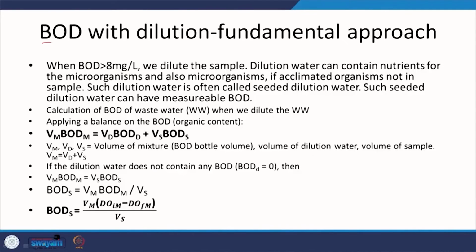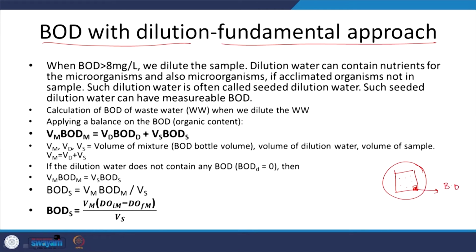So, BOD with dilution, we are going to look at the fundamental approach, as in how to calculate the BOD of your particular sample. For example, in this particular test, what were we doing? We were only adding some sample and most of it was dilution water. But when I measure the change in DO, I am measuring the change in DO for this dilution water, but I want to know what is the BOD of this particular wastewater that I am concerned with. So, how do we go about that?